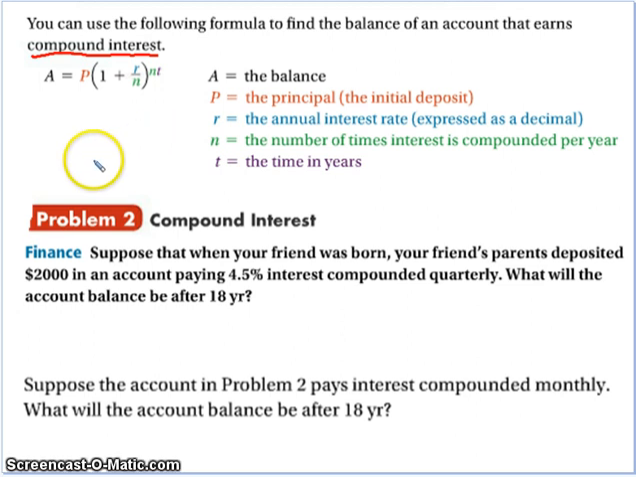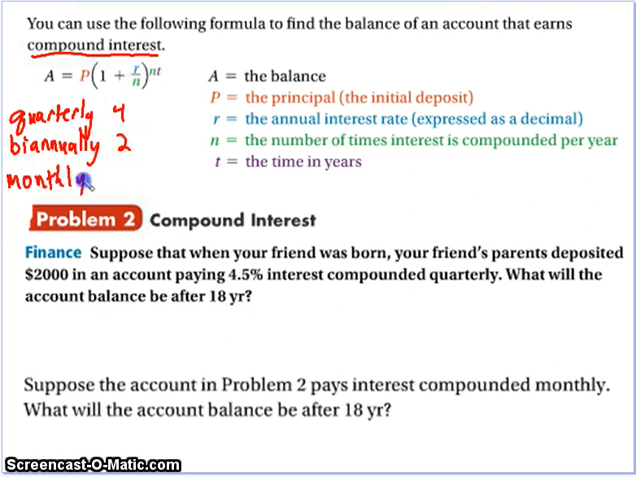So you'll hear things like quarterly. That's 4 times a year. You'll hear biannually. That's twice a year. Maybe you'll see monthly. That's 12 times a year. Okay? So the words that are provided in the question will tell you what N is. And T is the amount of time that you keep it in the bank in years.